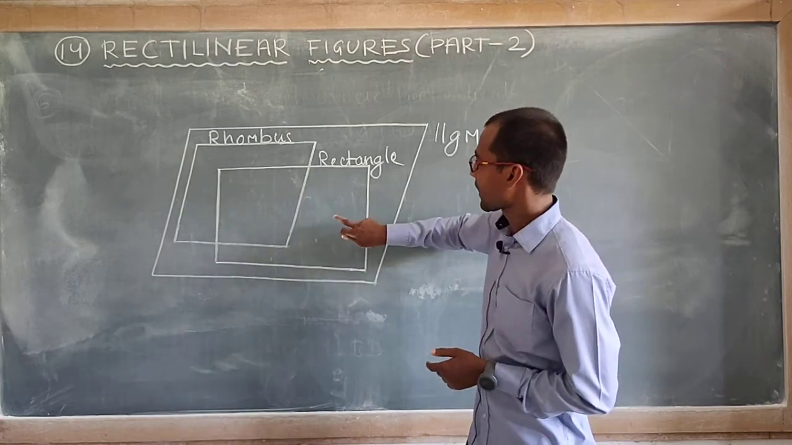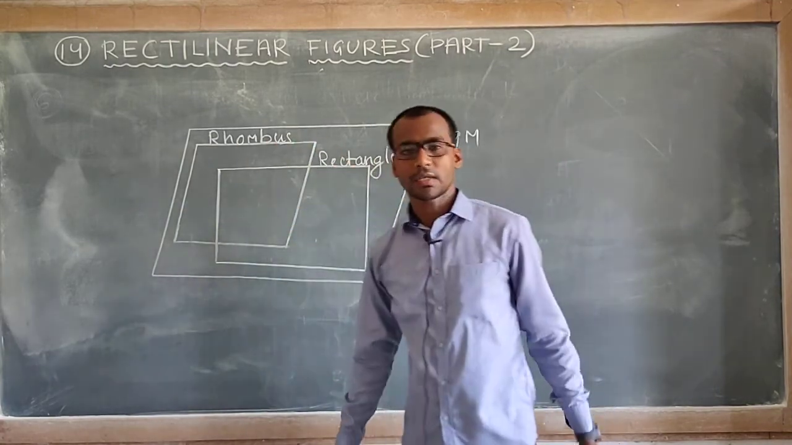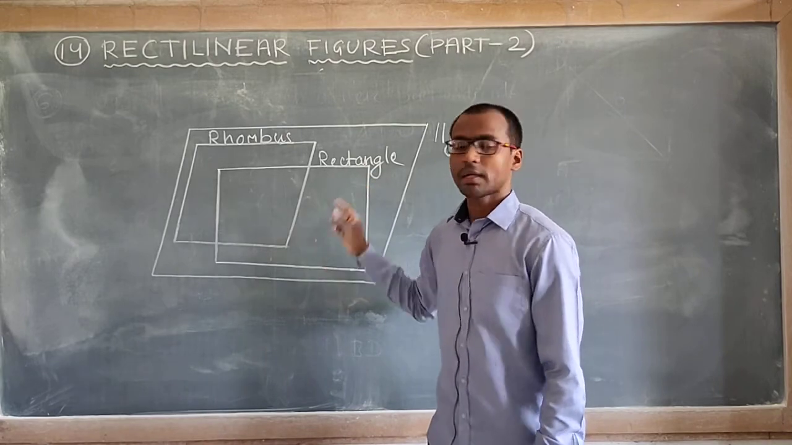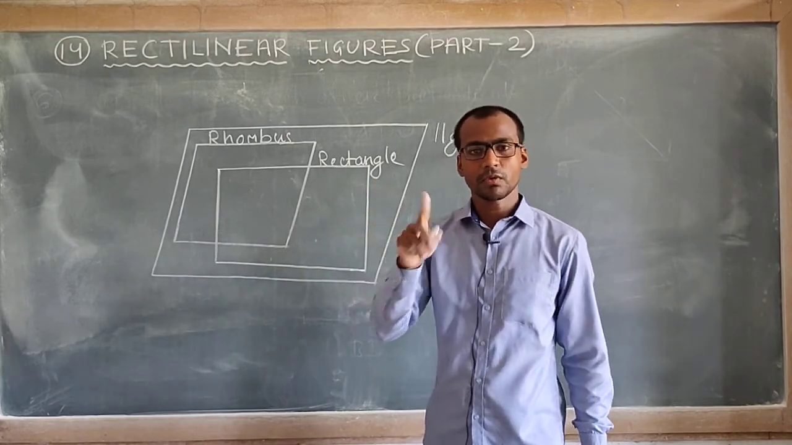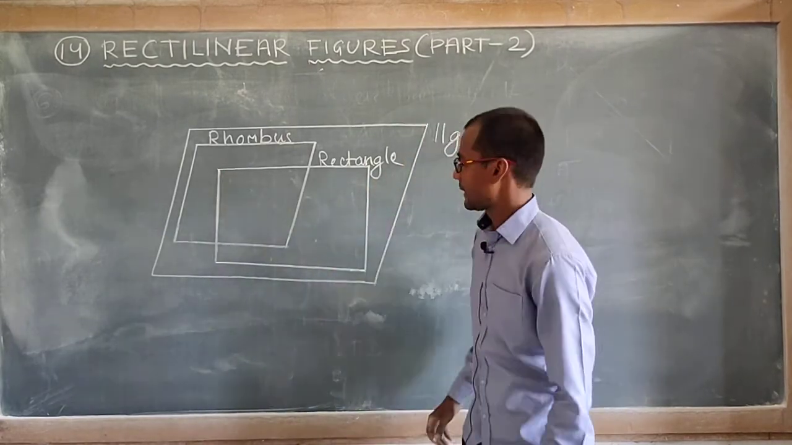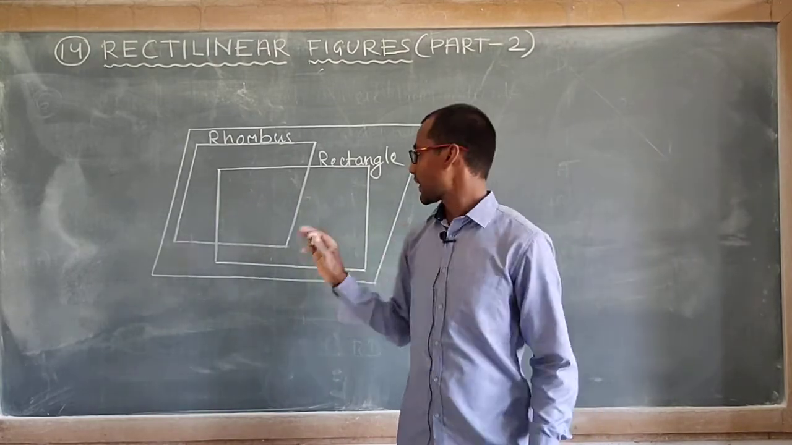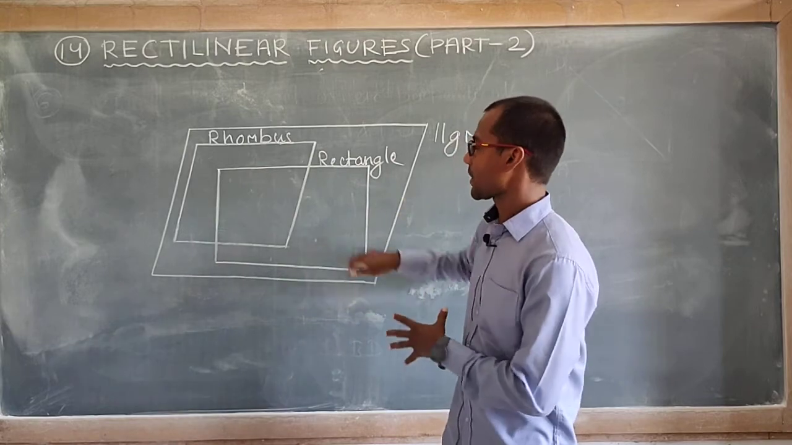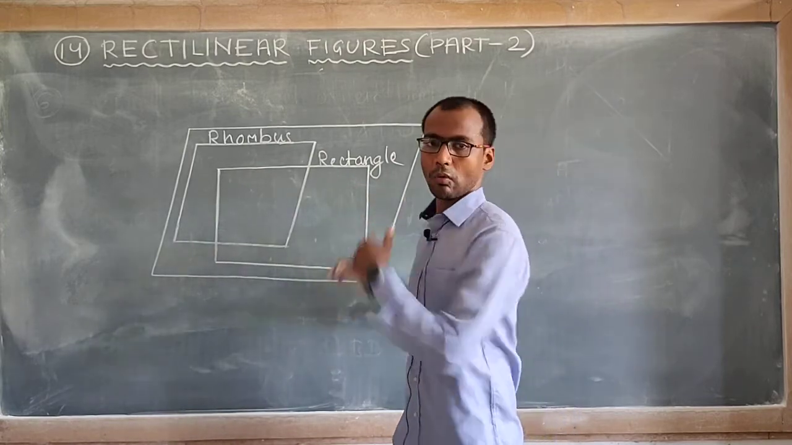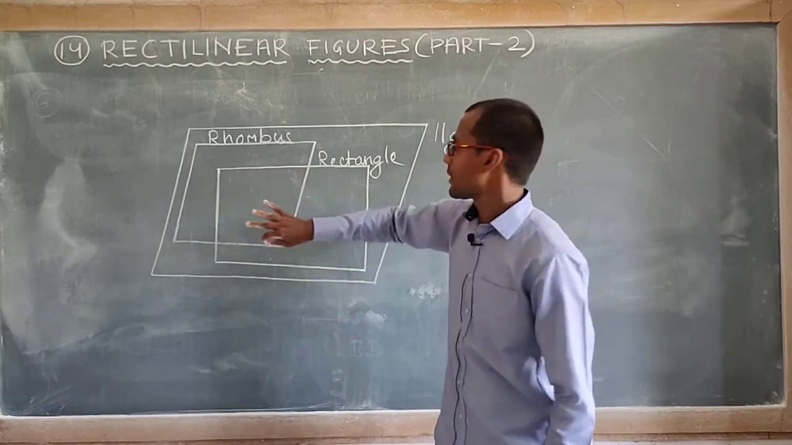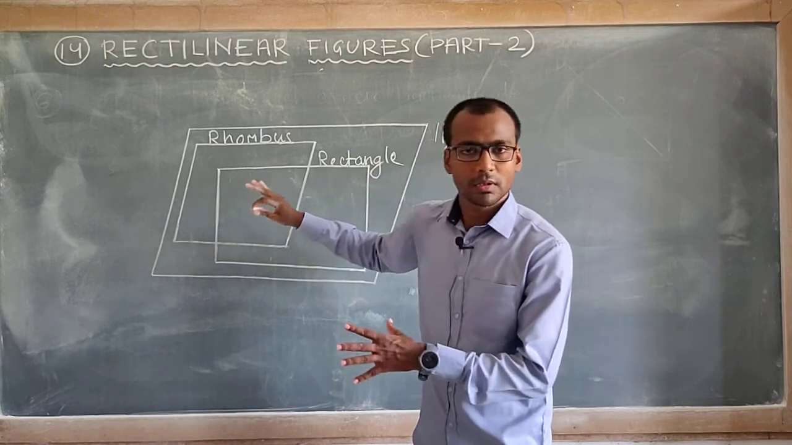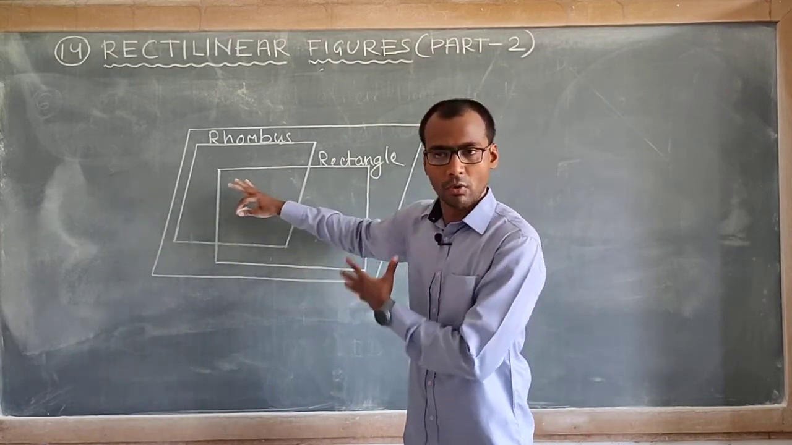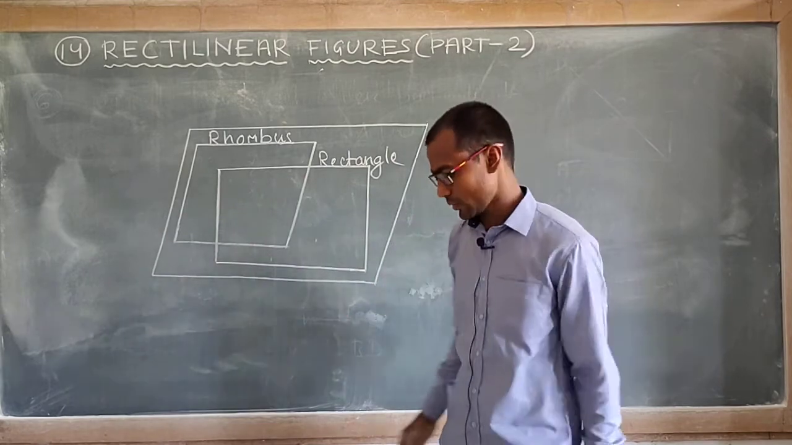Similarly, there are some properties in a rectangle which you cannot find in a rhombus. For example, all the angles of rectangle are equal, 90, 90, 90, 90, which you cannot find in rhombus. Then diagonals are equal in case of rectangle, but diagonals are not equal in case of rhombus. So there are some properties in a rectangle which you cannot find in a rhombus. So separately I have done. Some area is common, some area is not common.